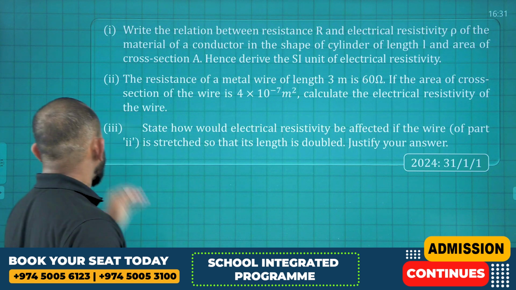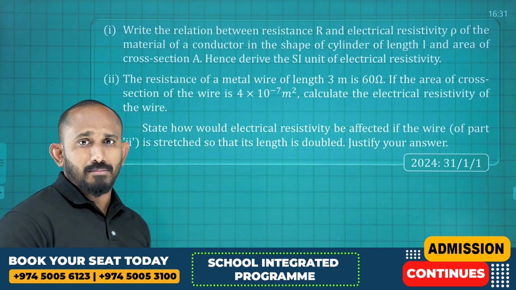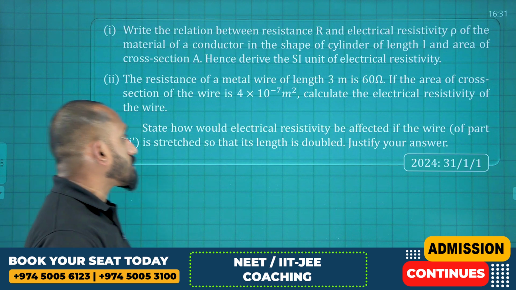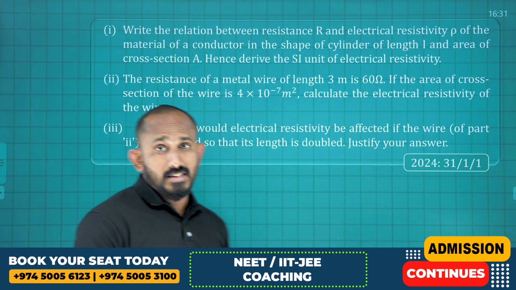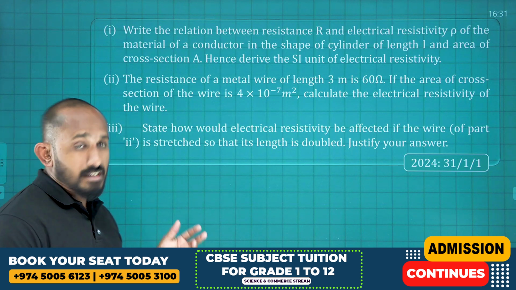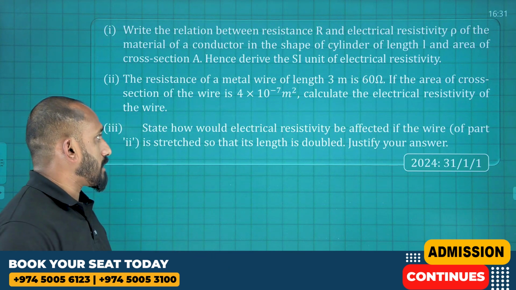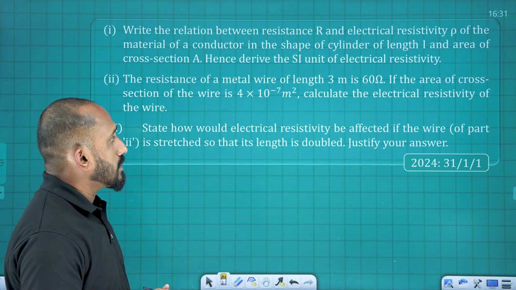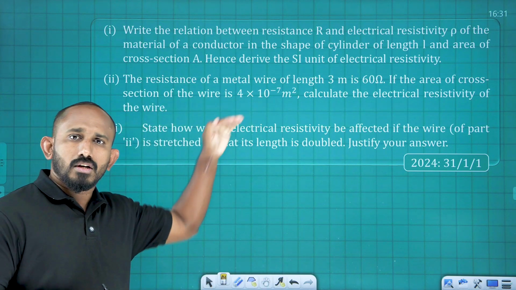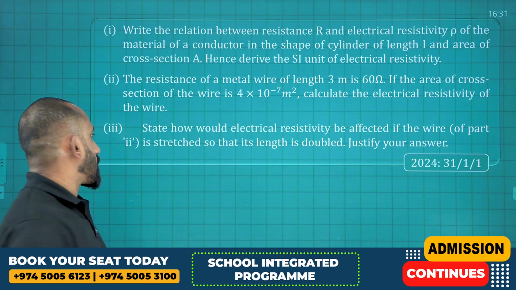That is the first part. Then I have a second part; there are 2-3 parts in this 5 mark question. The second part: the resistance of a metal wire of length 3 meter is 60 ohm. If the area of cross-section of the wire is 4 into 10 raised to minus 7 meters square, calculate the electrical resistivity of the wire. So from the first equation, you have to find the resistivity by using that.